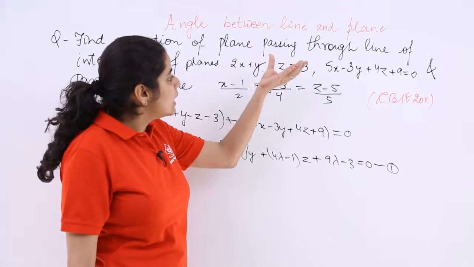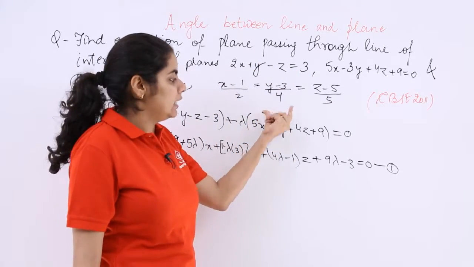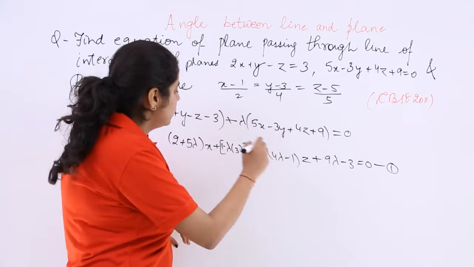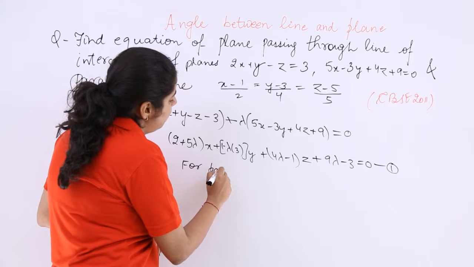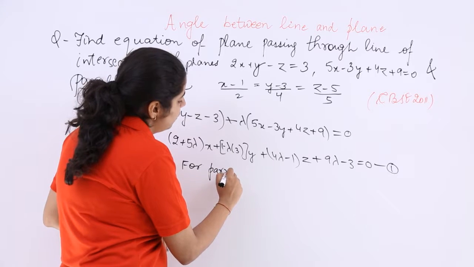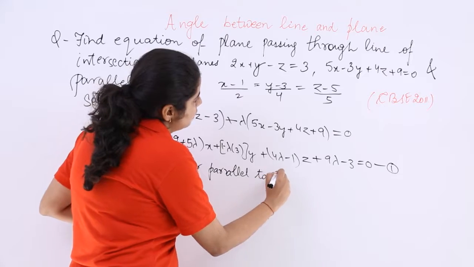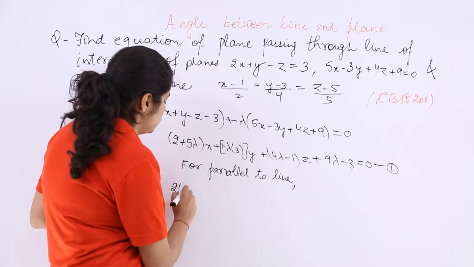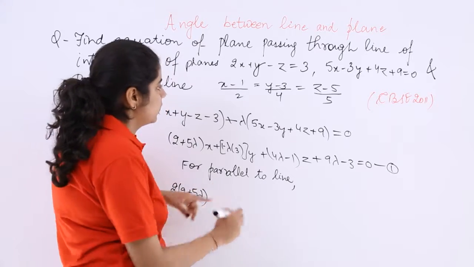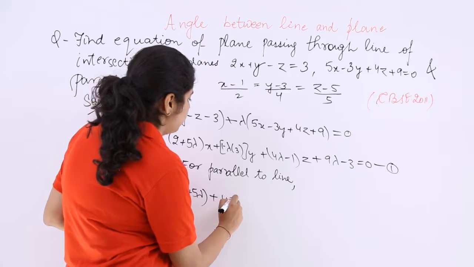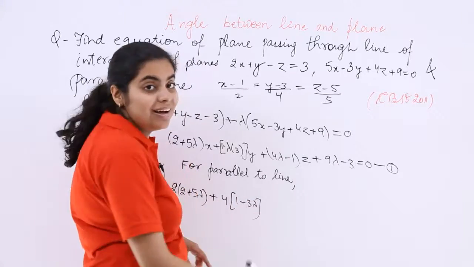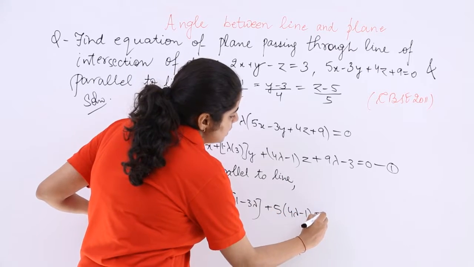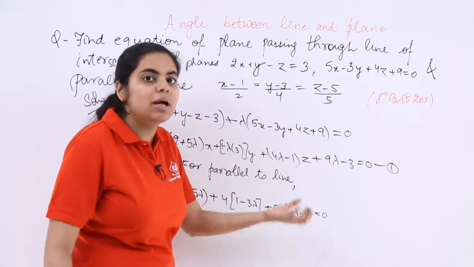Now we have been given that it is parallel to the line. So we need to deal with the parallelism with this line. For the plane to be parallel to the line, I say 2 multiplied by this coefficient, 2 plus 5 lambda, then 4 is there, so plus 4 multiplied by 1 minus 3 lambda, then plus 5 multiplied by 4 lambda minus 1 is equal to 0. This will give me the value of lambda which I need.